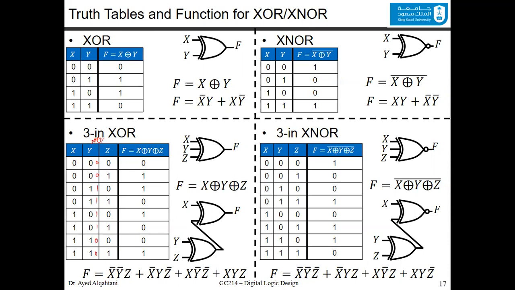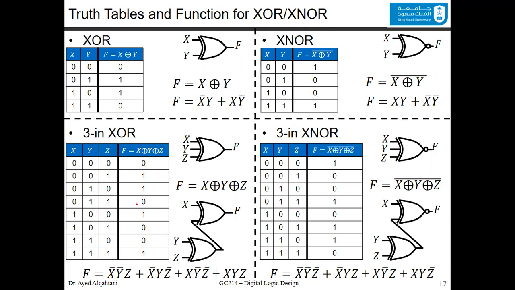After you find X XOR Y, you will also XOR it with Z. So you'll get the red result XOR with 0, it's going to be 0. 0 XOR with 1, they differ, so it's 1. 1 XOR with 0, they differ, so it's 1. 1 XOR with 1, they match, so it's 0. 1 XOR with 0, it's 1. 1 XOR with 1 is 0. 0 XOR with 0, they match, so it's 0. And 0 XOR with 1, they differ, so the result is 1.